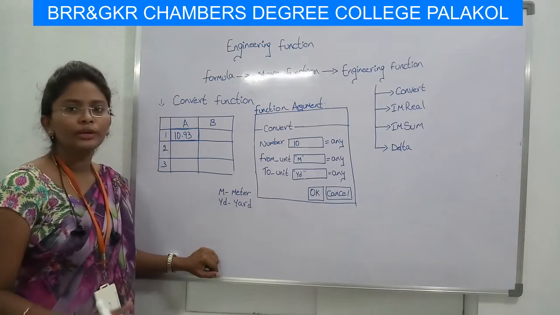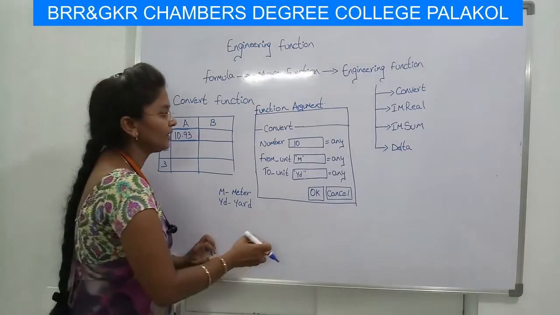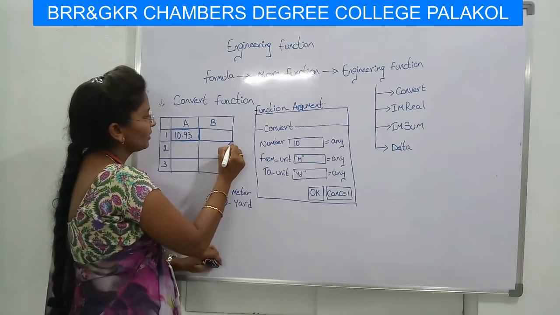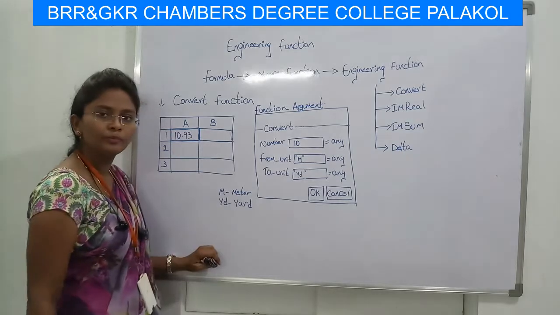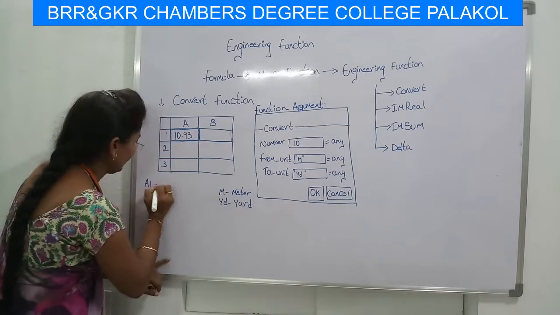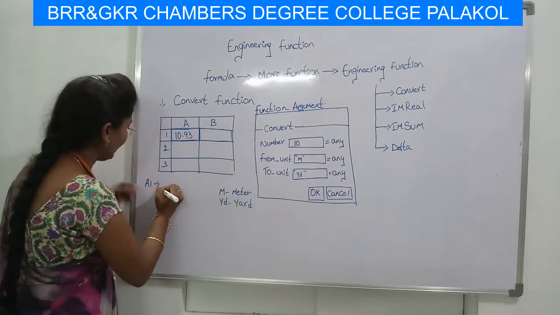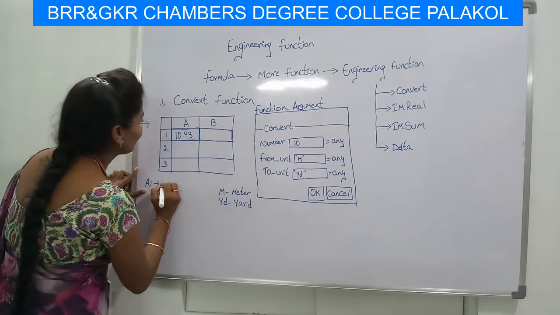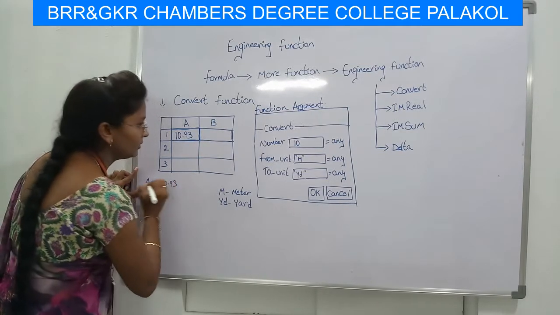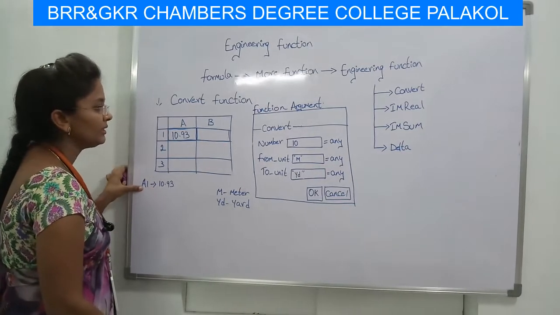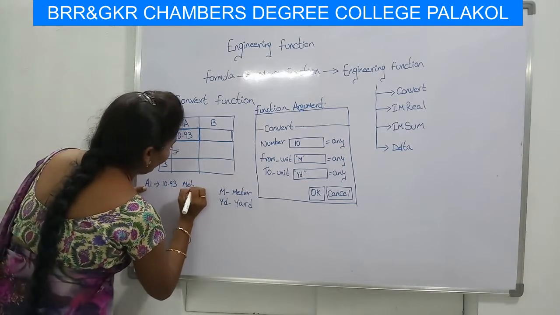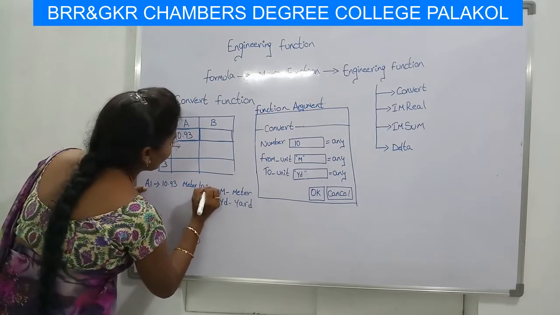And next, you can present the same thing with the same function. Again, I am selecting the B1 cell. In A1 cell, it displayed the answer as 10.93. That means I converted this from meters to yard.